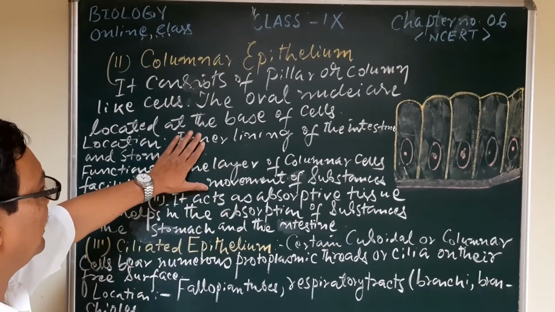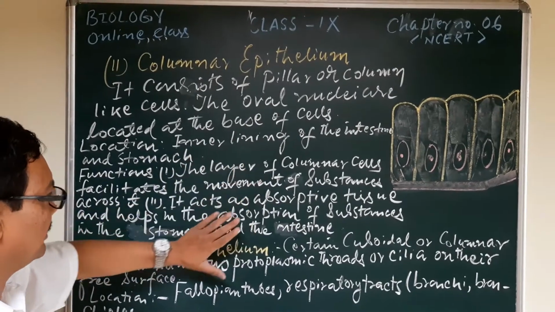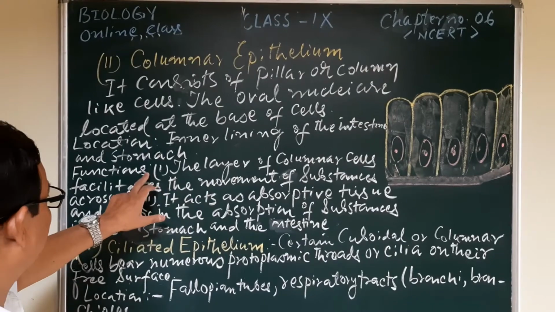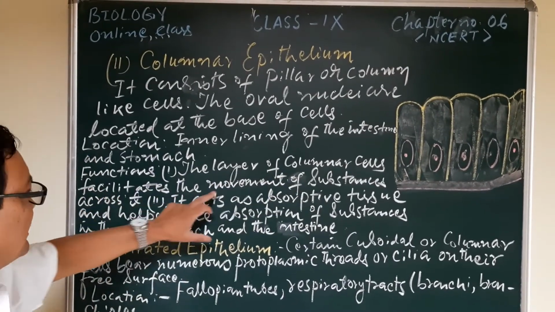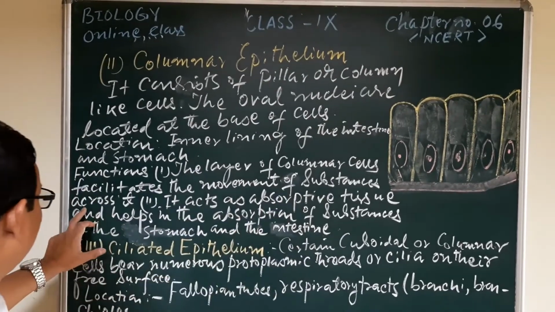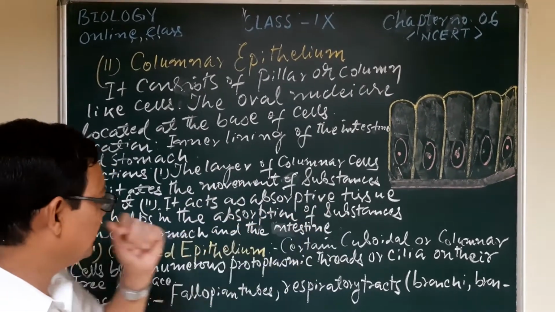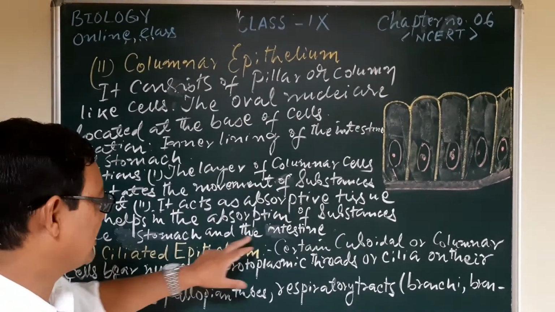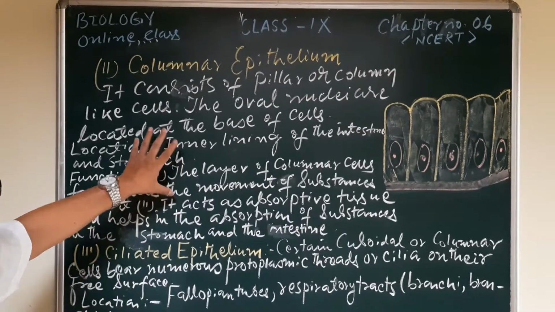The functions of the inner lining of the intestine and stomach are based mainly on absorption, and that is why its function is also related to that. Like number one, the layer of columnar cells facilitates the movement of substances across it. It acts as absorptive tissue and helps in the absorption of substances in the stomach and the intestine. This is the columnar epithelium.